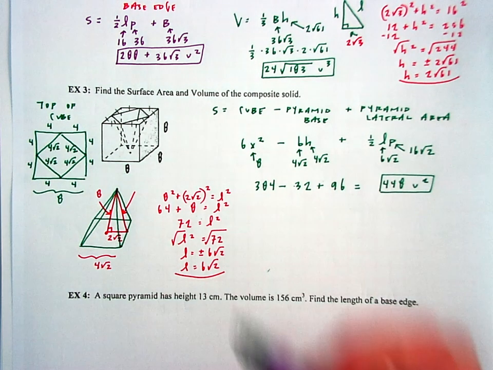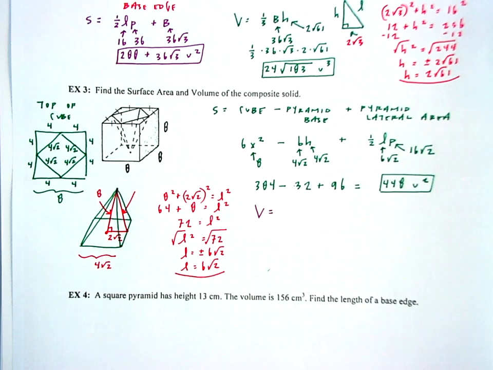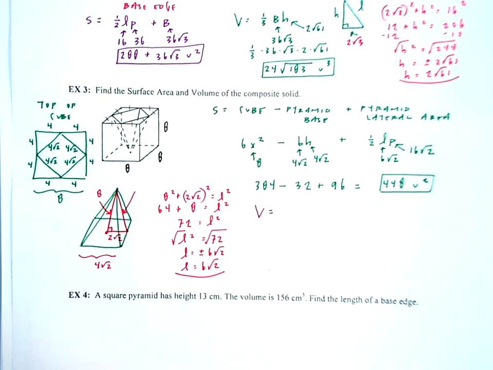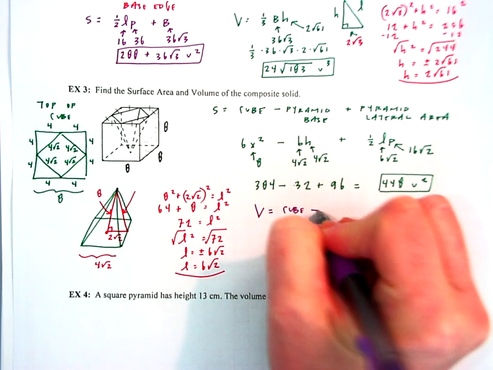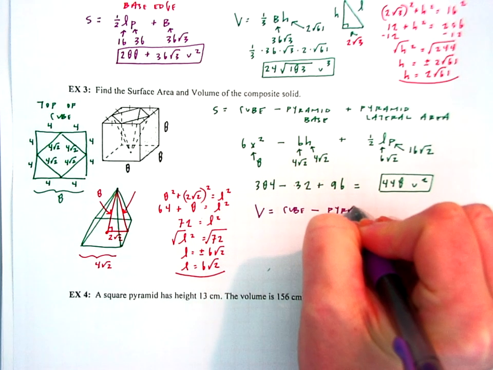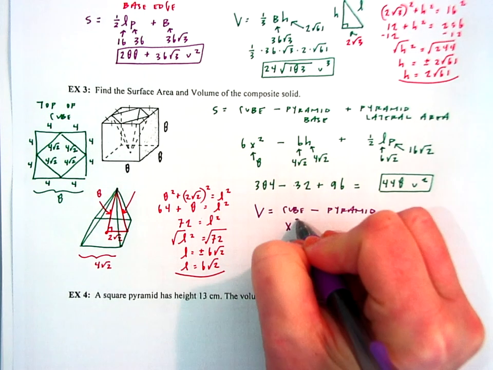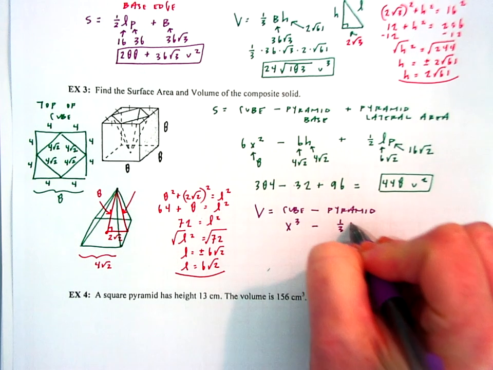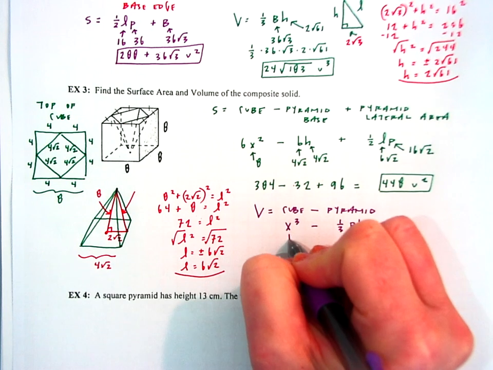Okay, volume. To get to the volume, that's a whole lot easier. I just have to take my cube, and then I just have to cut out the pyramid. So cube minus pyramid. My cube volume is a side cubed, and for my pyramid, my volume is 1/3 the base area times the height. So my sides are all 8.